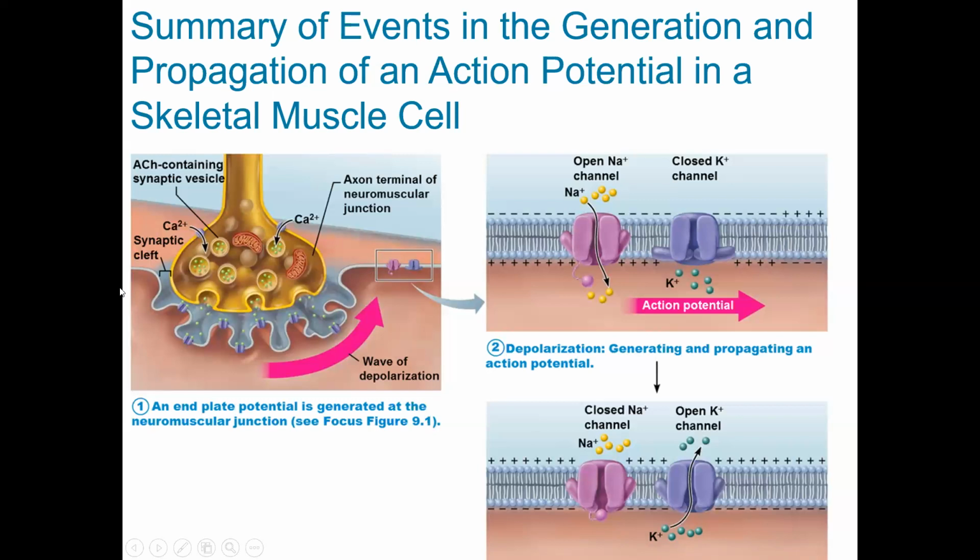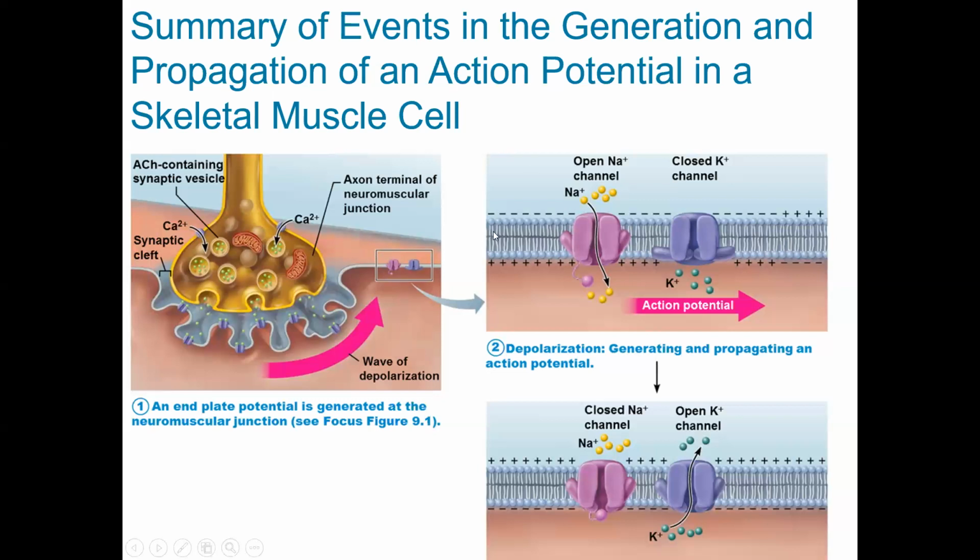There's more over here. These voltage gates, if we hit threshold at the motor end plate, the voltage gates adjacent to the motor end plate will open up. And that will cause a depolarization of the cell membrane. We will change the charge. We now have an action potential forming here. Now, once depolarization starts here outside of the motor end plate, it won't stop until it's done.